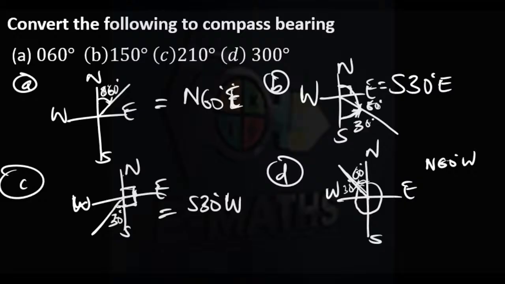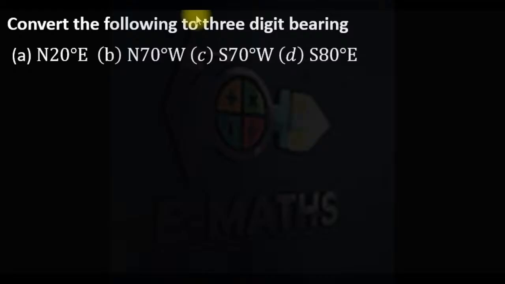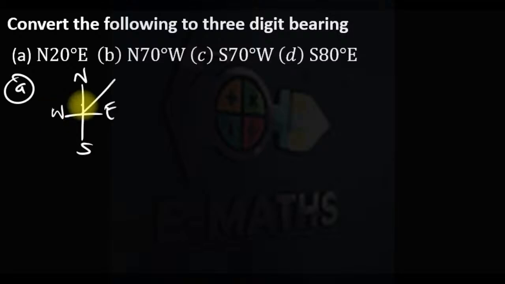So let's go for conversion from compass bearing to 3 digits. So the same way, you draw the one given. So we are given north 20 east. So this is east. This is west, south. So this is 20. So this also happens to be 020 degrees in our 3 digits.